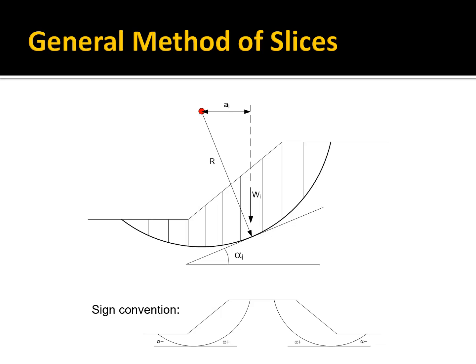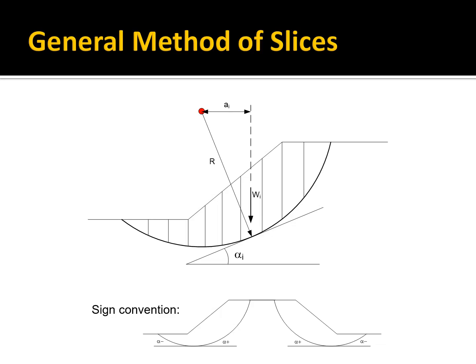Assuming we have a circular surface with a radius R, again, the red dot is the center of the circle. If we're looking at this slice here, then we have a moment arm a_i. The subscript i indicates that we have to do this for each of the slices. W_i is the weight of the individual slice. And then we also need to know what the angle is along the base of the slice. So right at the center of that base, what is the angle? We call that alpha.